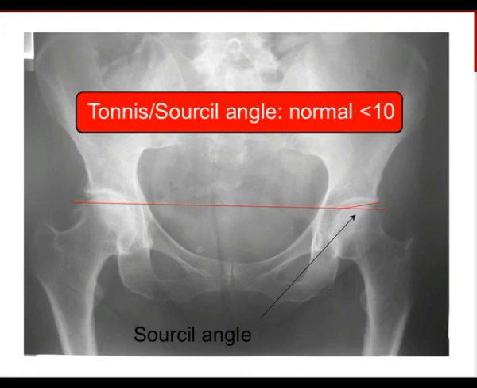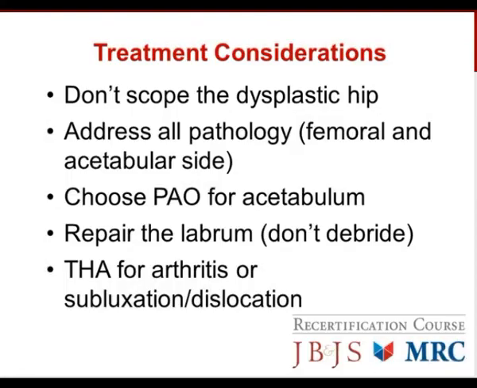When you have less than 10 degrees, you typically have a normal hip. Above 10 degrees, or once you get abnormal, you have a very vertical roof of the acetabulum, which is associated with dysplasia. A few treatment considerations for the dysplastic hip. Number one is arthroscopy is rarely the correct answer. Be careful choosing that in any patient who has substantial dysplasia.